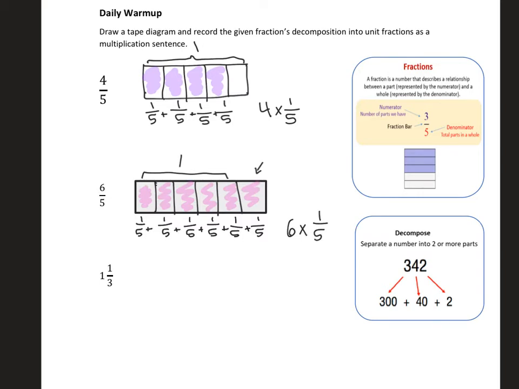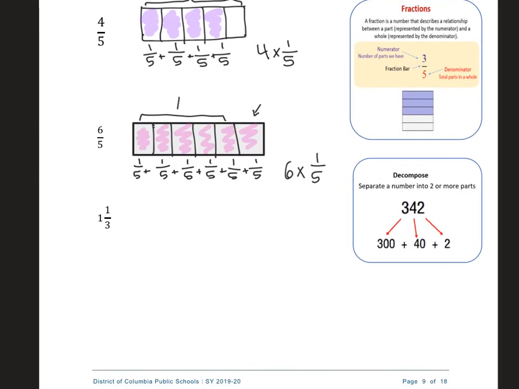Now I'm going to go to my next one, and I can see that this time it's a mixed number. It says 1 1/3. I'm going to think, okay, I have 1 whole and I have 1/3. If I'm thinking of thirds, 1 whole is the same as 3/3. So if I have 3/3 plus 1 more third, I'm going to draw a tape diagram that shows 4/3.